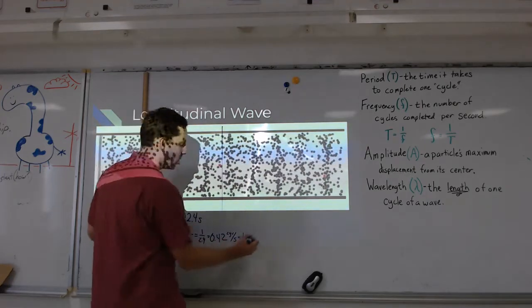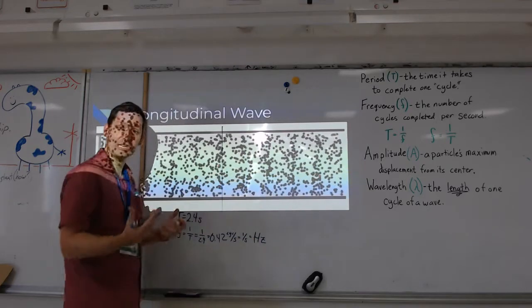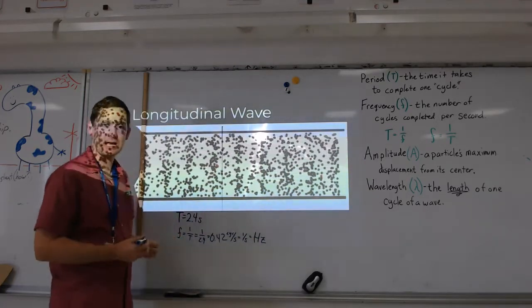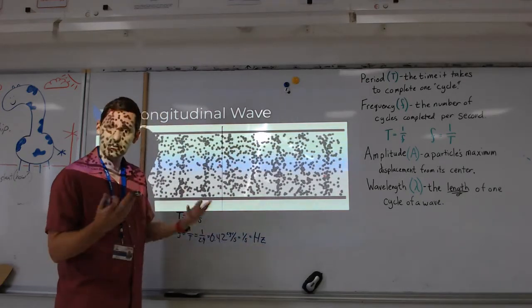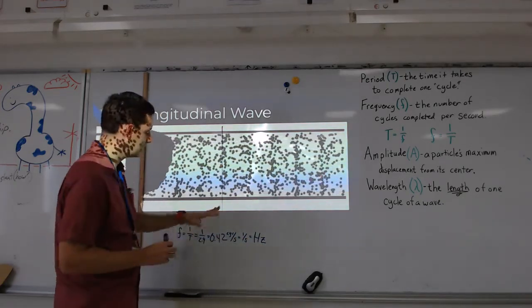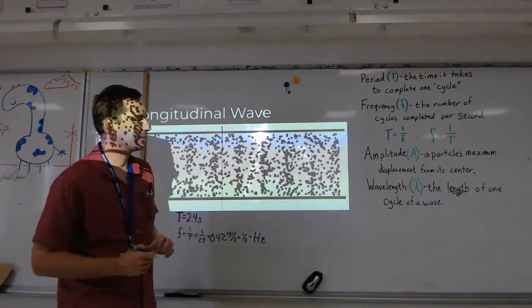You can do 1 over s, or more commonly, you'll see it written as Hz, hertz. How many hertz? That's the frequency. And that is SI. That's 1 over s. That's from our fundamental units. And so we can use that unit as well. All right. Next up is amplitude.